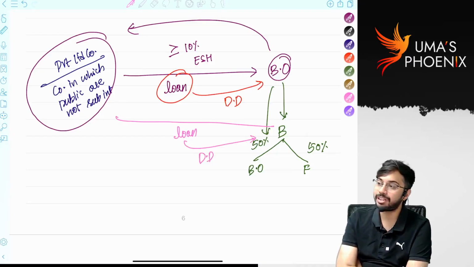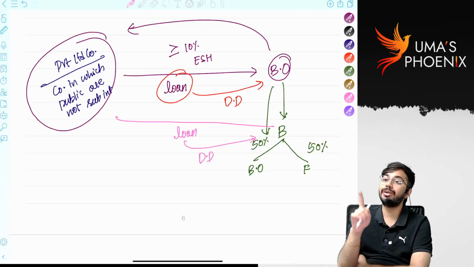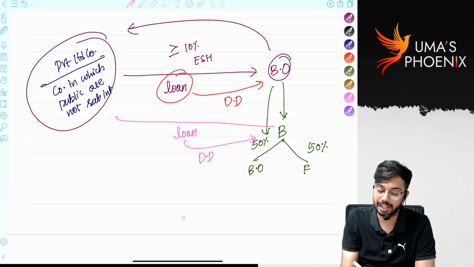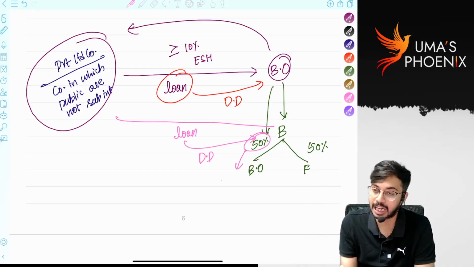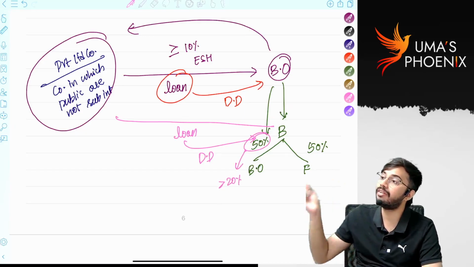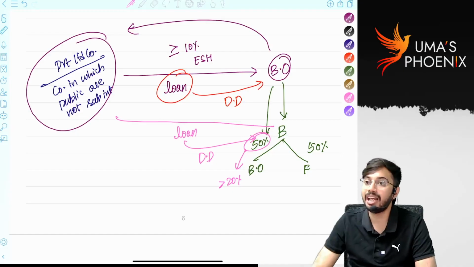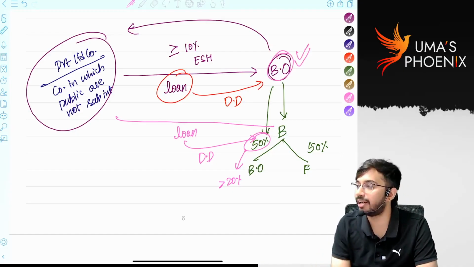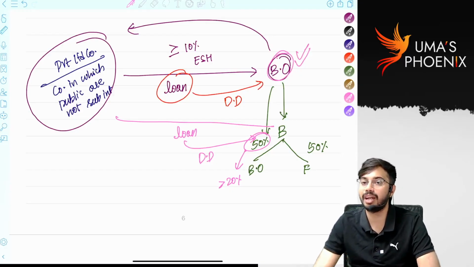Not only to the beneficial owner. If any loan is given to any business in which the beneficial owner has a substantial interest, here he has substantial interest, greater than 20% stake. Now even a loan given to such a business is also considered as deemed dividend, and it is taxable in the hands of the beneficial owner. Is it clear? Are you able to understand?